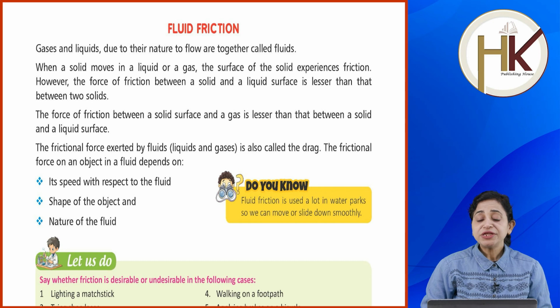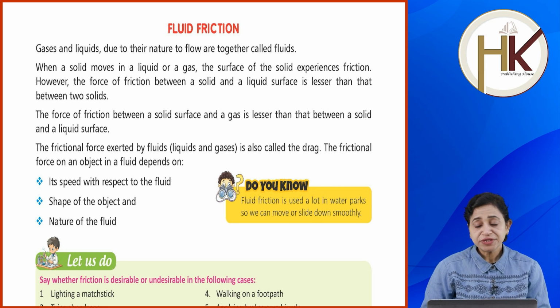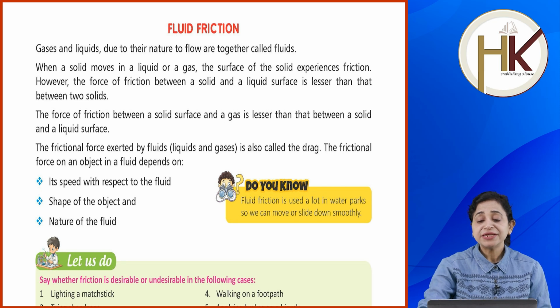Fluid friction. Gases and liquids, due to their nature to flow, are together called fluids. When a solid moves in a liquid or a gas, the surface of the solid experiences friction. However, the force of friction between a solid and a liquid surface is lesser than that between two solids. The force of friction between a solid surface and a gas is lesser than that between a solid and a liquid surface. The frictional force exerted by fluids, liquids and gases, is also called drag. The frictional force on an object in a fluid depends upon its speed with respect to the fluid, the shape of the object and the nature of the fluid.